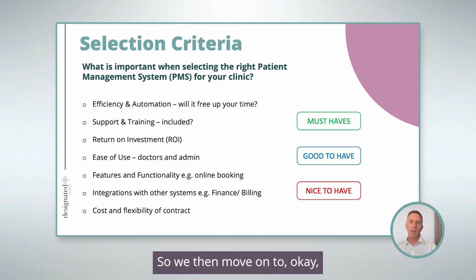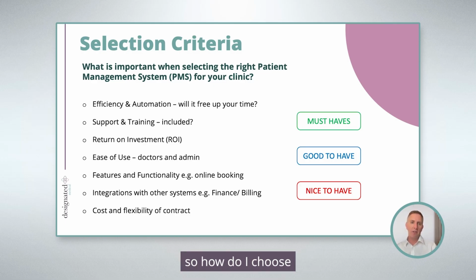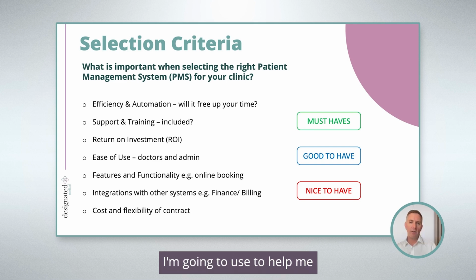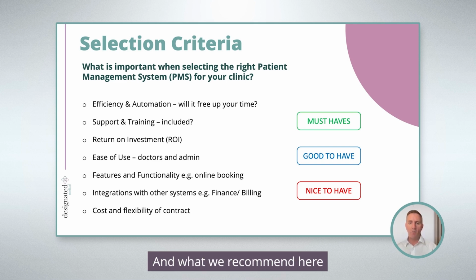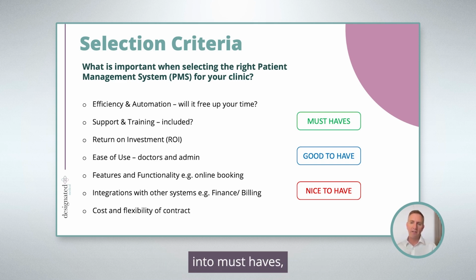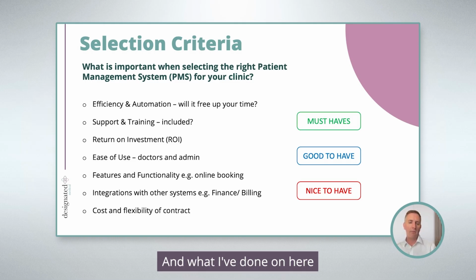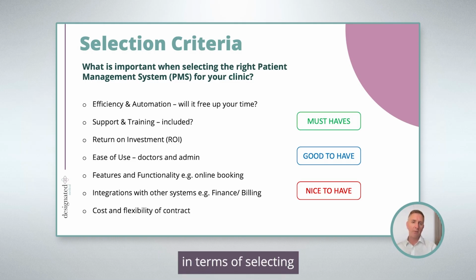So we then move on to, okay, how do I choose which patient management system is right for me? What are the criteria I'm going to use to help me make that decision? What we recommend here is that you break it down into must-haves, good-to-haves, and nice-to-haves. Again, this needs to be a collective decision across the clinic in terms of what you need. What I've done on here is just jotted down some ideas in terms of what we've used before in selecting patient management systems for our clients.